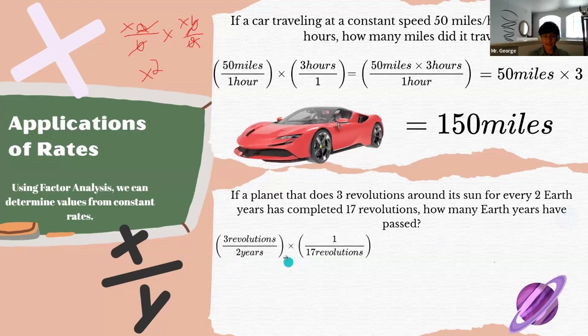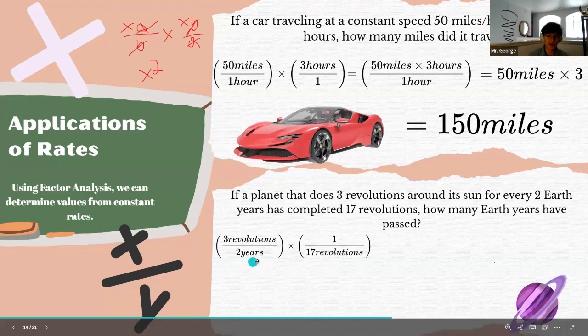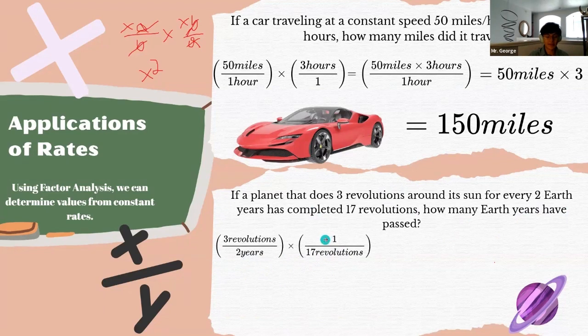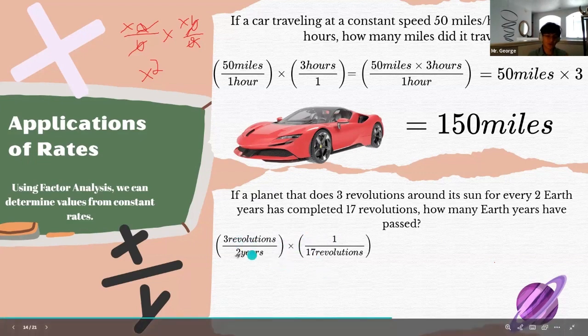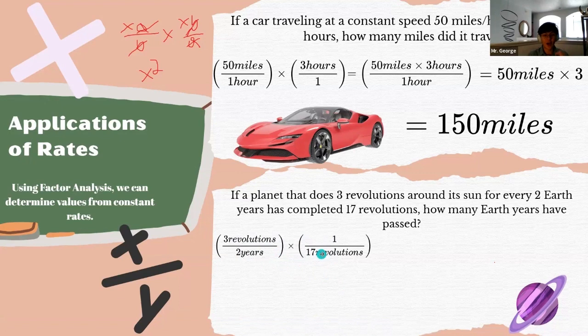See, now the thing here is that we always want to have the same unit on the opposite sides, because remember, we always want to cancel what we don't need, right? Do you guys understand? We always want to cancel out what we don't need. So if we do 3 revolutions for every 2 years, and we put the 17 on top, when we multiply it, it's going to be revolution squared, and that's the unit that we don't want, right? So it's going to be 3 revolutions for every 2 years, and we're going to put the 17 on the denominator, because we always want it on the opposite side.